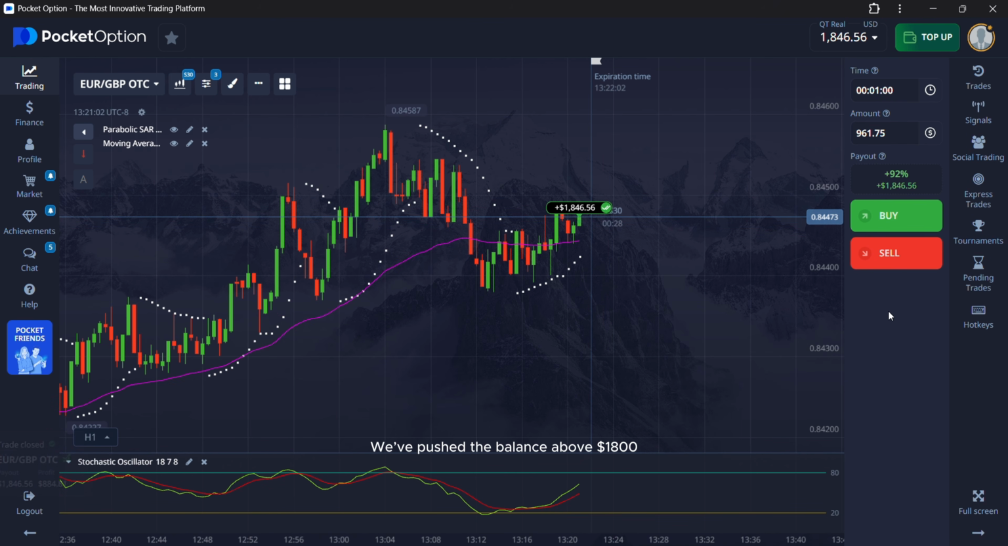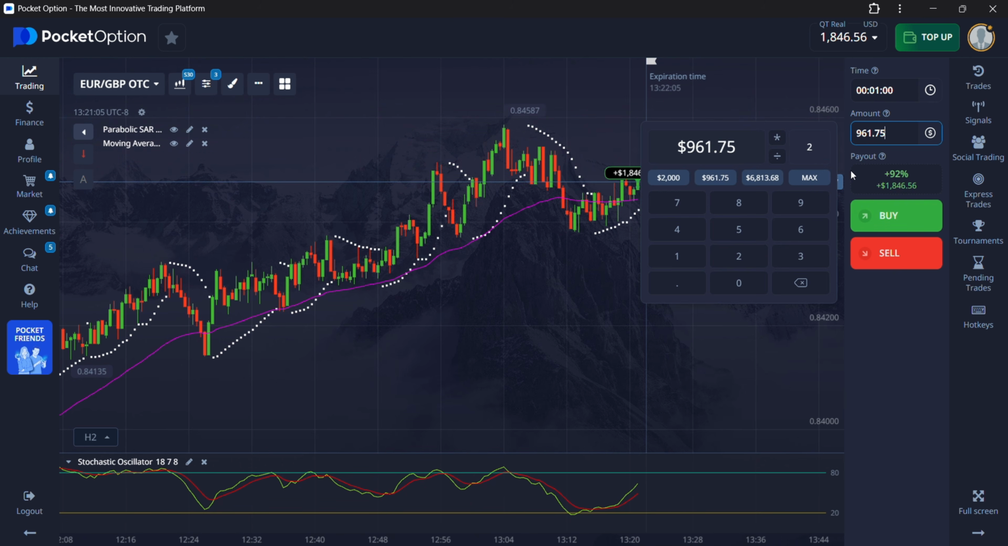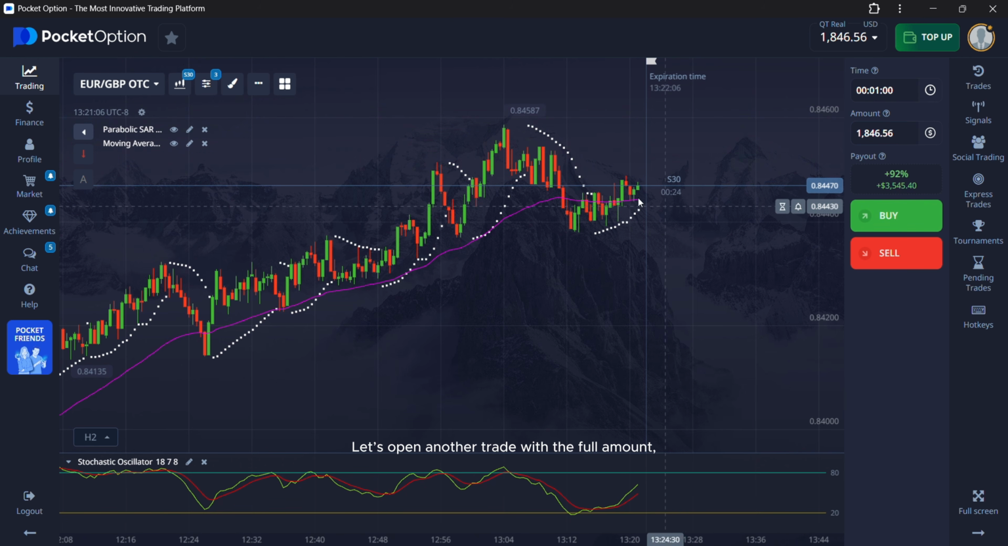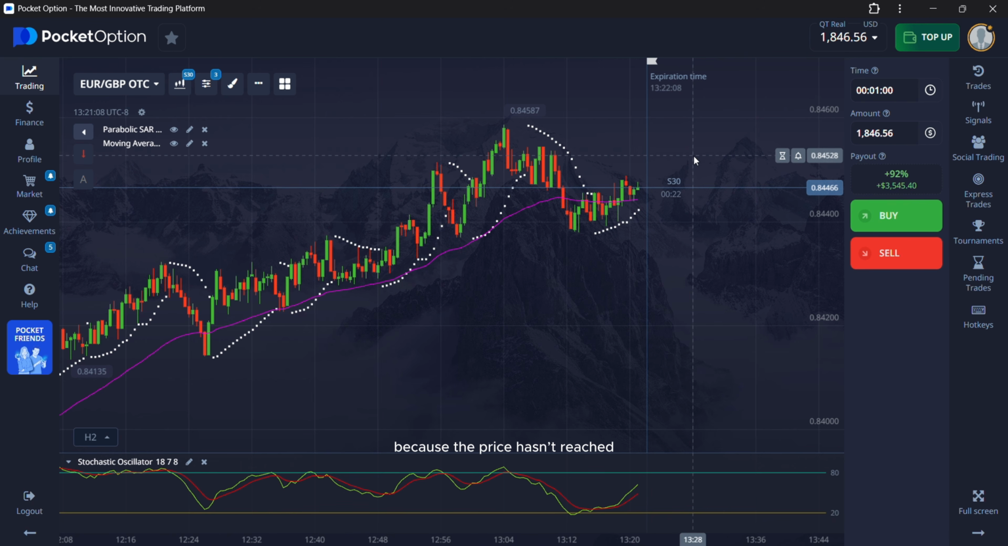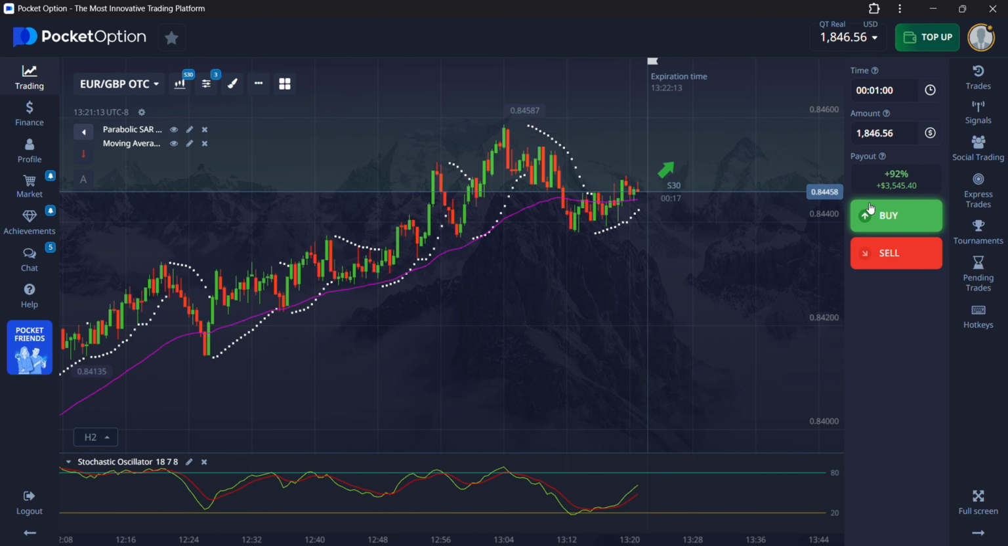We've pushed the balance above $1,800. Let's open another trade with the full amount because the price hasn't reached its full potential yet and still has room to grow. And never rush into a trade. The key is to enter from the best possible position.